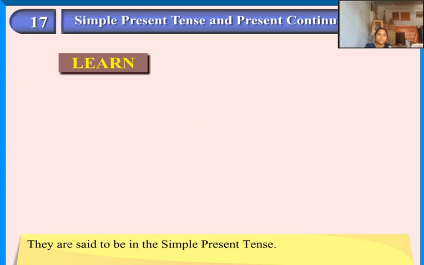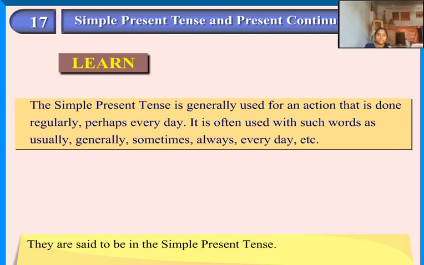Learn. The simple present tense is generally used for an action that is done regularly, perhaps every day. It is often used with such words as usually, generally, sometimes, always, every day, etc.